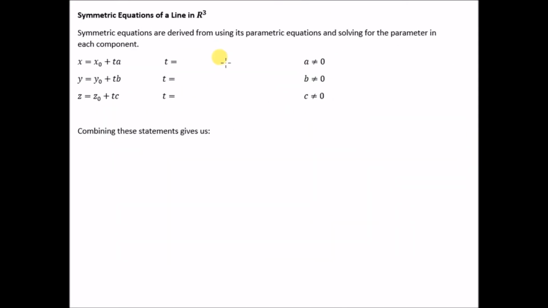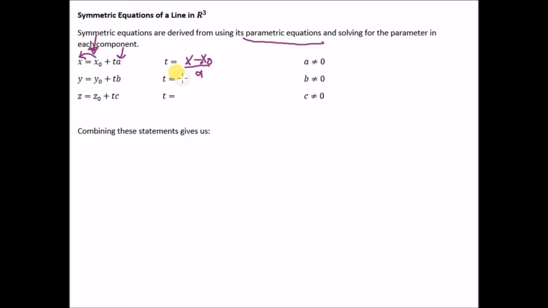Okay, so just a little bit of an investigation about the symmetric equation of a line. Symmetric equations of a line are derived from using the parametric equations, which we have right here. Basically what we're doing is isolating for the parameter, in this case t. So if we brought over that x naught, so x minus x naught, and then divided out that a, that would be our expression for t, for the parametric equation for x.